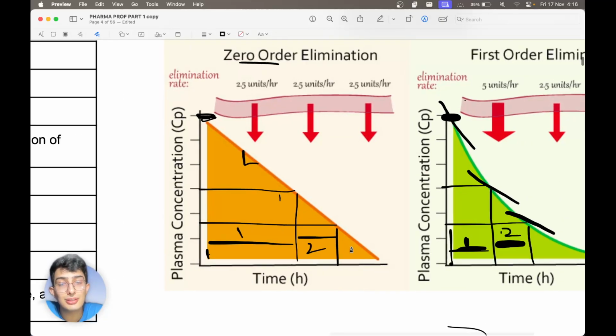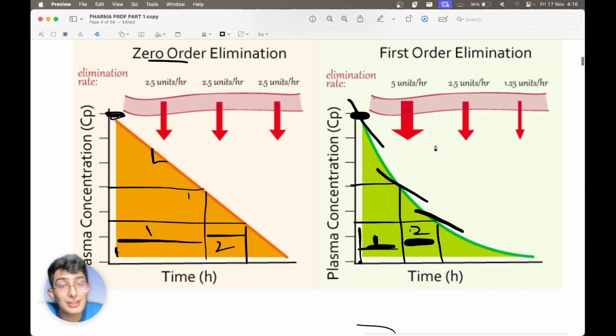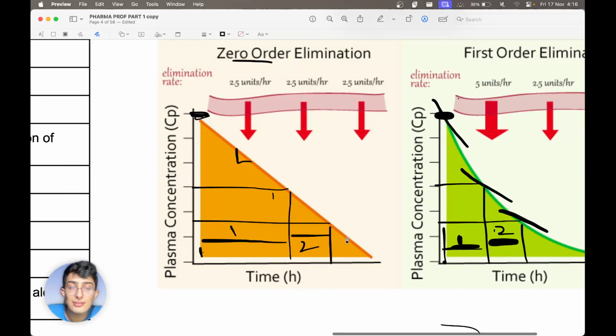So now let's compare these boxes, right? The first half-life is this big, right? But the second half-life is only this much. So is the half-life constant here in zero order kinetics? No, as you can literally see in the graph. But in first order kinetics, the half-life is constant because this box and this box are the same, right? So that is why in zero order, the half-life is decreasing.